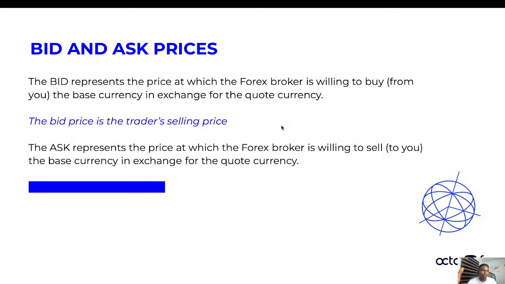Bid and ask price. One interesting thing about bid and ask price is that the bid represents the price at which the forex broker is willing to buy from you, the base currency in exchange for the quote currency. The bid price is the price that the trader is willing to sell, and the ask price is the price that the trader is willing to buy. The ask price represents the price at which the forex broker is willing to sell to you, while the bid price represents the price at which the forex broker is willing to buy.